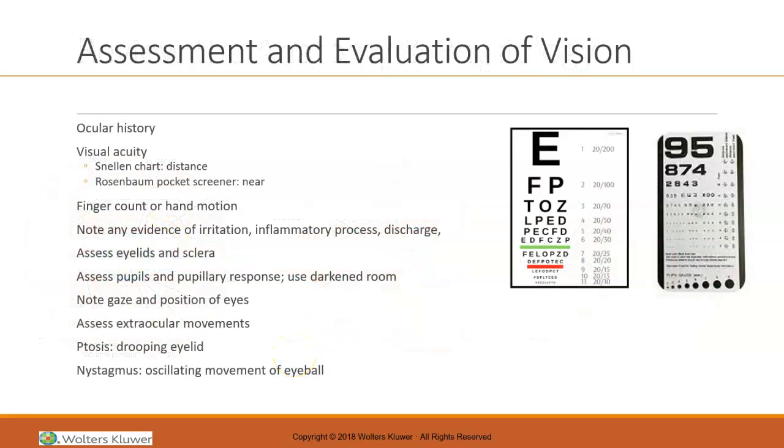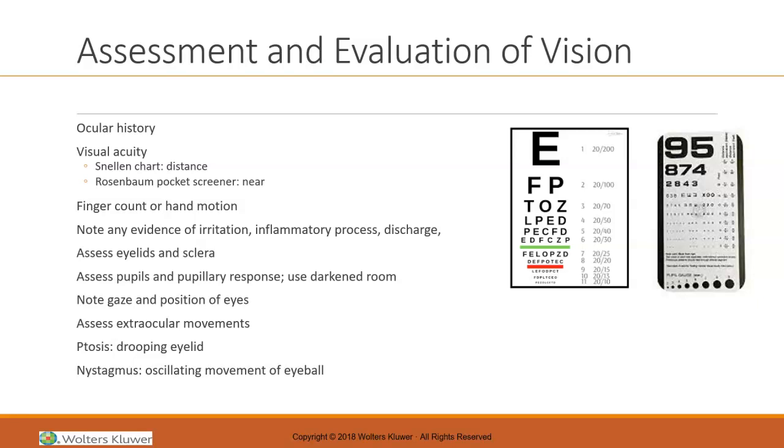So for assessment and evaluation, as we know, everything starts with assessment. Some good things to consider as you're getting to know your client is, do they have any ocular history? Have they ever had any problems with vision in the past? You can certainly do some very simple things like get out the good old Snellen chart that looks at the eye's ability to recognize visual acuity items at a distance, and also where we get that 20/20 vision number.